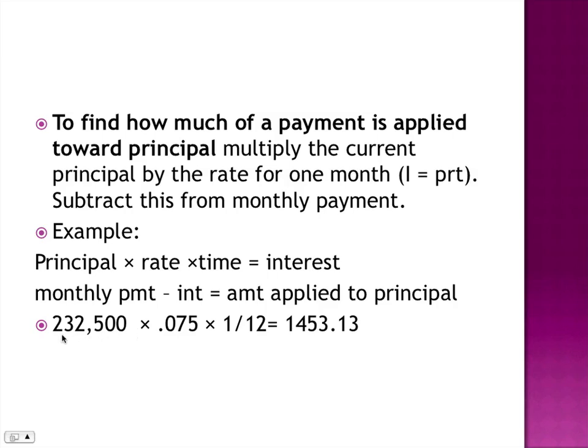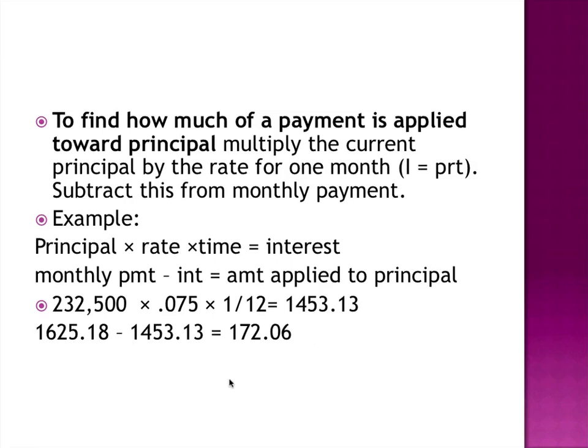So in this example, we started off with a mortgage amount of $232,500, and the rate was 7.5%. And so we multiply by 0.075, and this is for 1 month. So we go 1 divided by 12, and it gives us $1,453.13 in interest. Now, to find out how much of your payment gets applied to principal, we take the monthly payment that we figured out earlier, and we subtract the interest from it, and that means $172.06 gets applied to your principal amount.